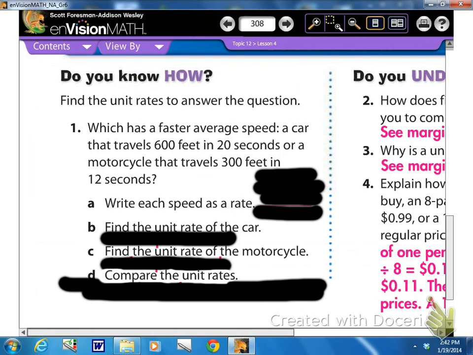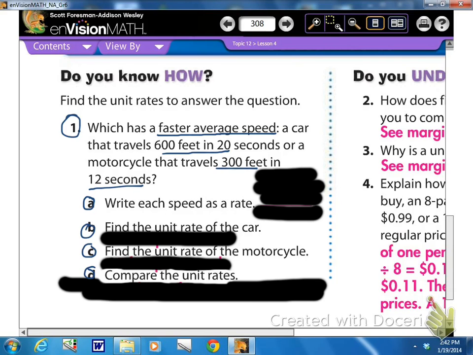Okay, for homework I'd like you to do number 1, A, B, C, and D. Alright, find the unit rates to answer the question, and it's asking you step by step here. Which has a faster average speed? Okay, which one's faster? A car that travels 600 feet in 20 seconds, or a motorcycle that travels 300 feet in 12 seconds.